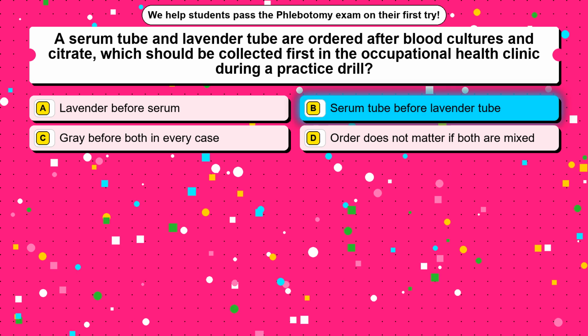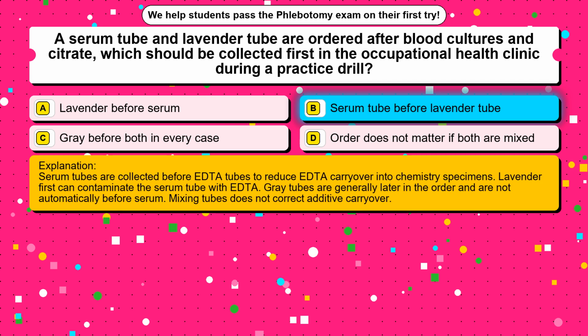The correct answer is option B. Serum tube before lavender tube. Serum tubes are collected before EDTA tubes to reduce EDTA carryover into chemistry specimens. Lavender first can contaminate the serum tube with EDTA. Gray tubes are generally later in the order and are not automatically before serum. Mixing tubes does not correct additive carryover.